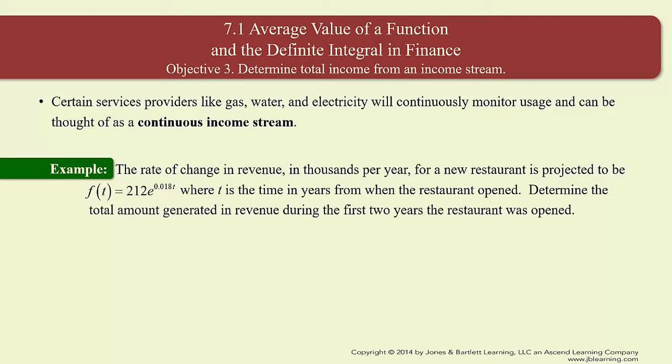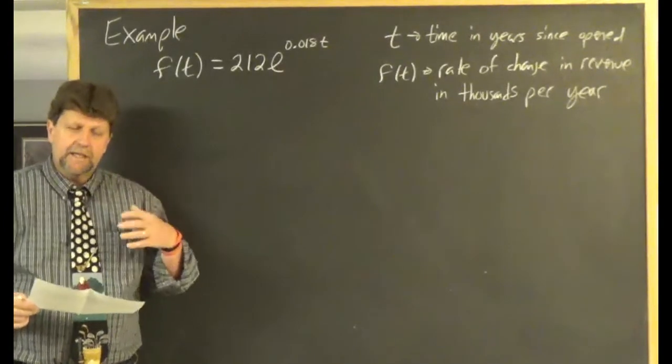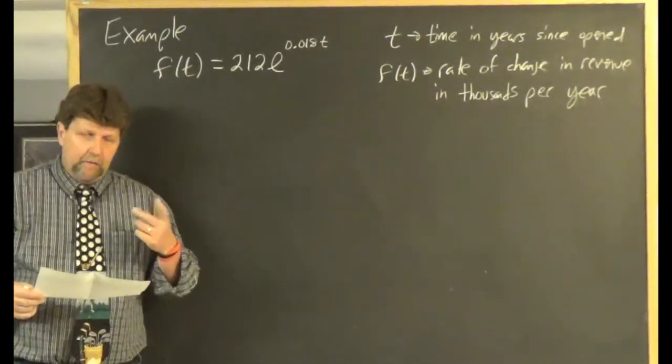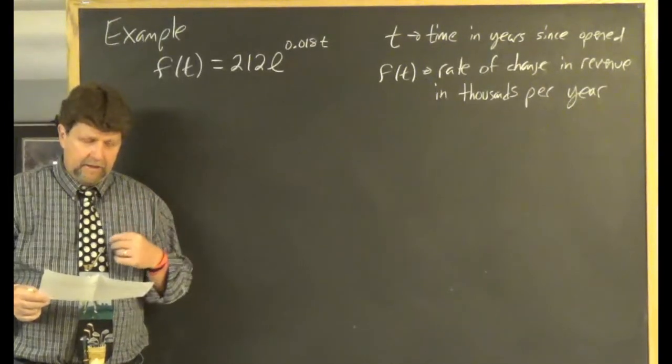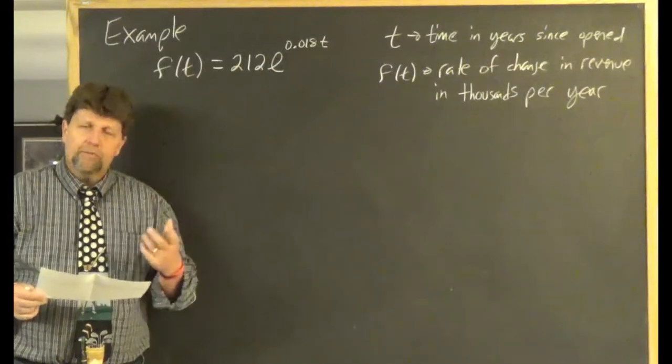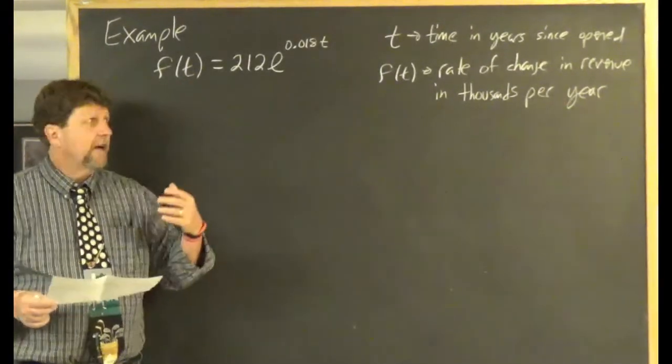But make sure you have this example written down, because I'm heading off to the chalkboard to work through it. All right, folks, in the lead into this example, we started to talk about a continuous income stream. We'll talk more about that here in a little bit. But in this example, we were given the rate of change in revenue for some restaurant.